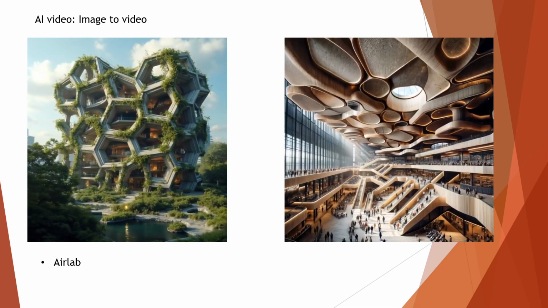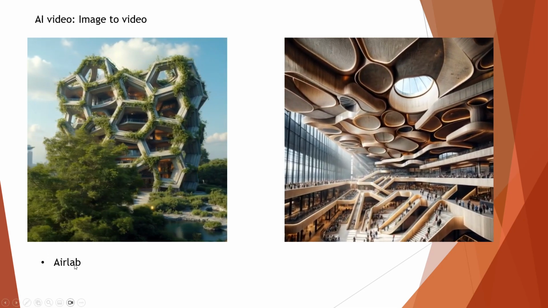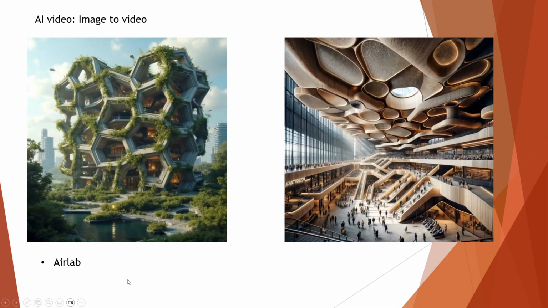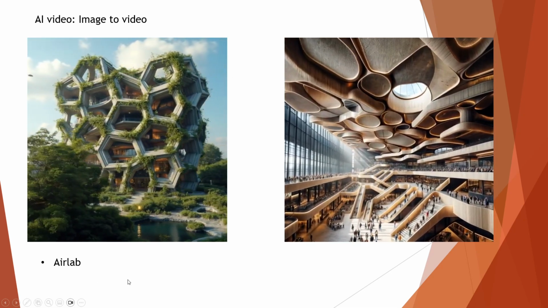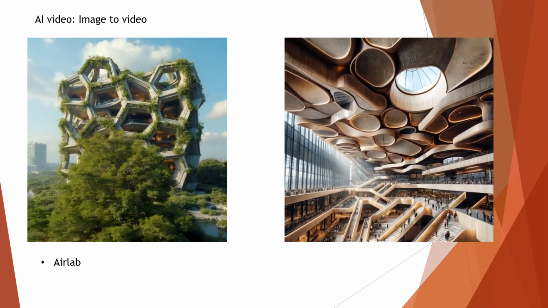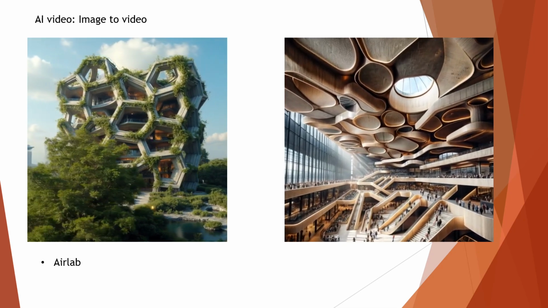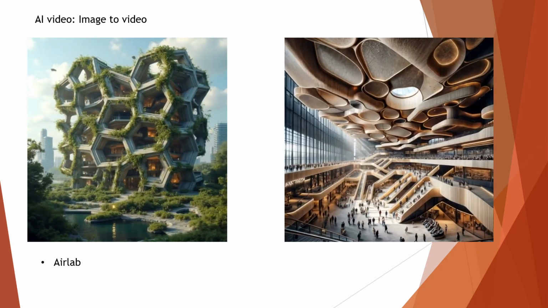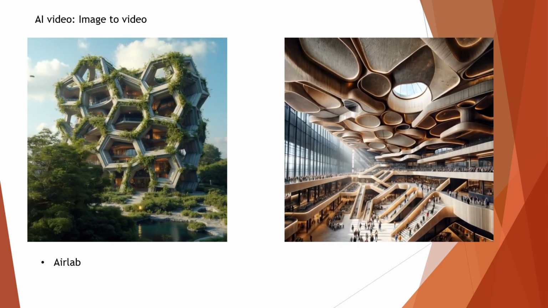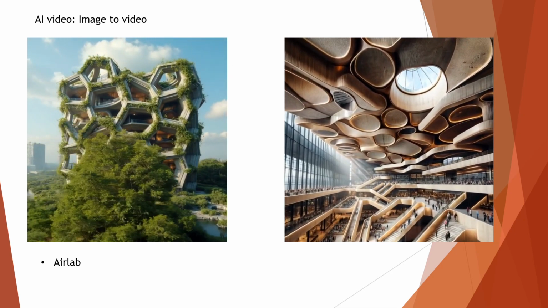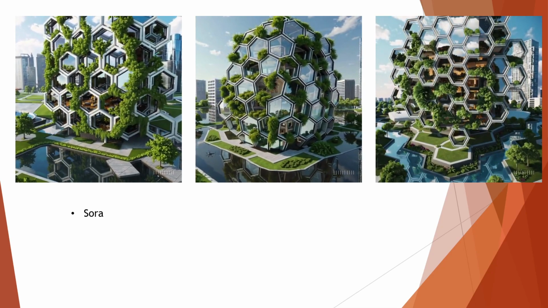In this case, I'm using an AI tool called AirLab. You can Google and find the website. By adding a text prompt, you can instruct the camera movement, such as zoom in, zoom out, orbit, pan. So these are the very standard keywords you can use to animate the camera.